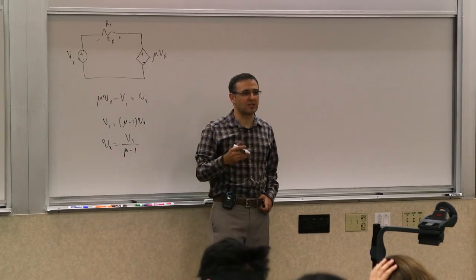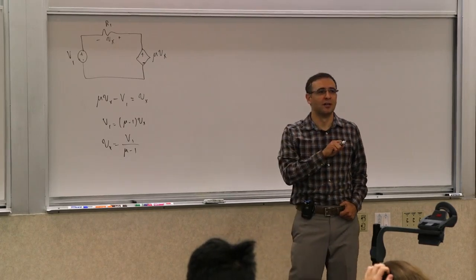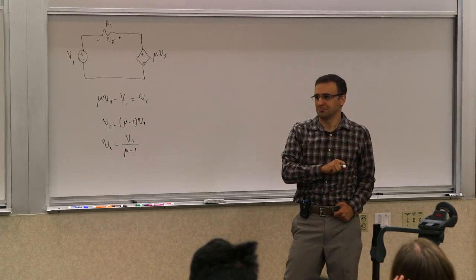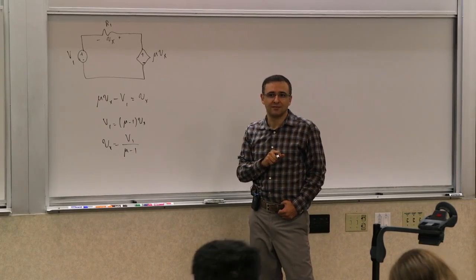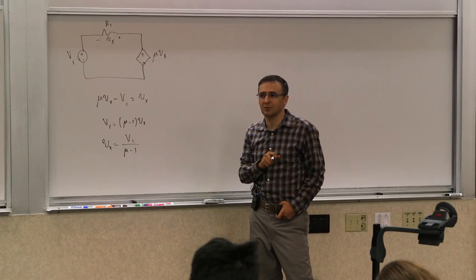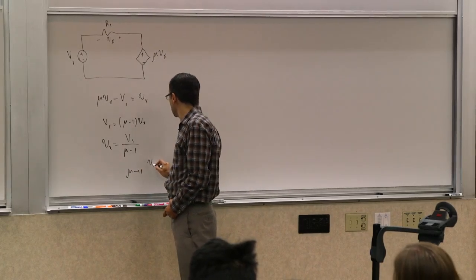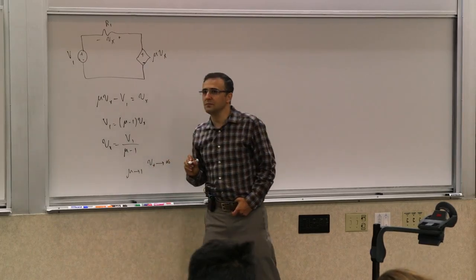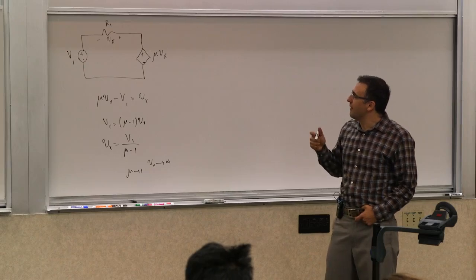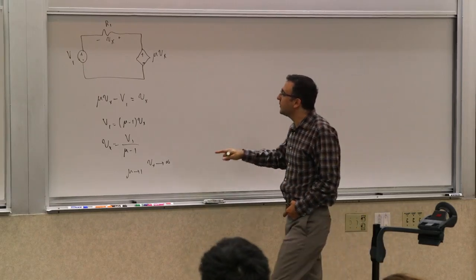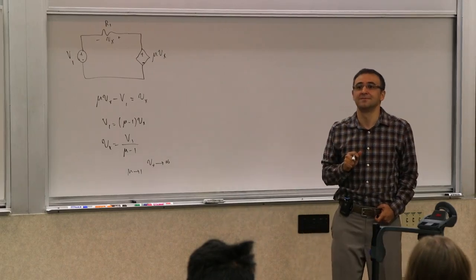Nothing really that exciting so far, unless you set mu to 1. Right? What's going to happen to Vx? It's going to explode, right? It's going to go to infinity. So if mu goes to 1, Vx goes to infinity. And what does that mean? That really is interesting, because this is another way where you can make the determinant of the Y matrix go to 0.